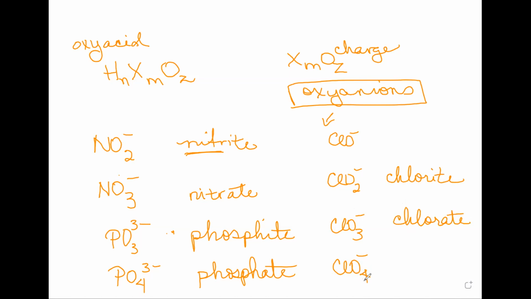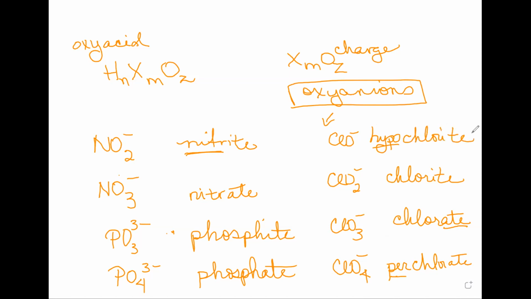Now what happens if I still have another oxygen? To go from ClO3 minus to ClO4 minus, I don't change the ending, I add something here. This is perchlorate. So the per tells you I have 1 more oxygen than chlorate. Okay. What about ClO minus? I have 1 less than chlorite, so it's hypo.